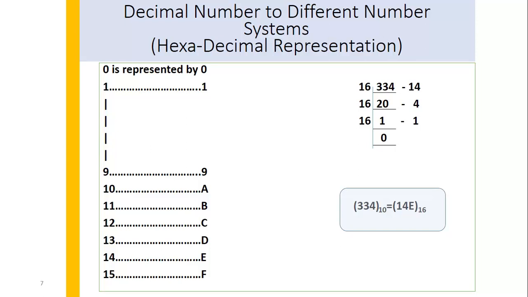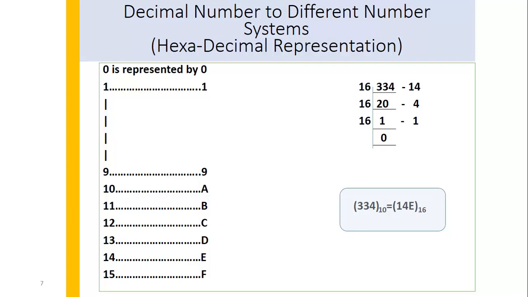Suppose we have the number 334 in decimal. We want to convert it into hexadecimal. We divide it by 16, as we have seen in the previous slide, and we get 14 as remainder and 20 as quotient. Now we divide this 20 by 16 to get 1 as quotient and 4 as remainder. Dividing this 1 by 16, we get 0 as quotient and 1 as remainder.